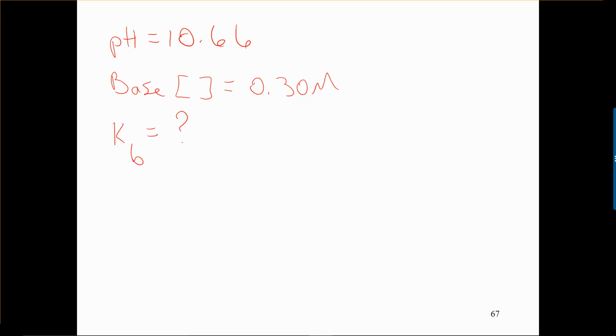What's the equation for a base? What equation am I going to use here? A minus plus H2O gives HA plus OH minus. And this is the equation for the equilibrium of a weak base.